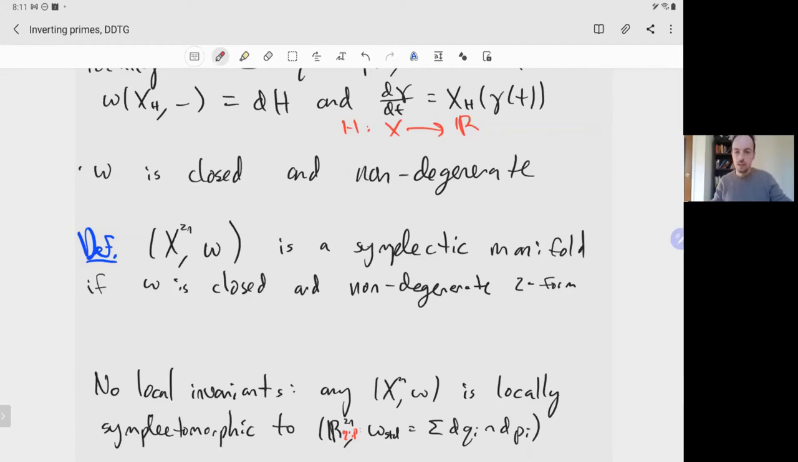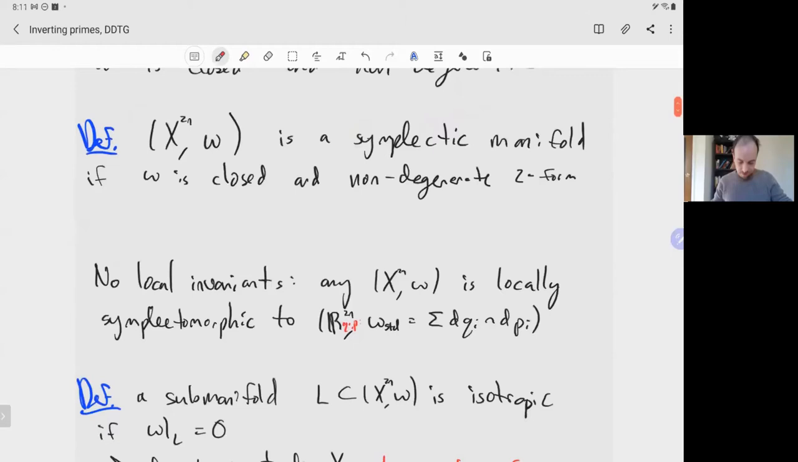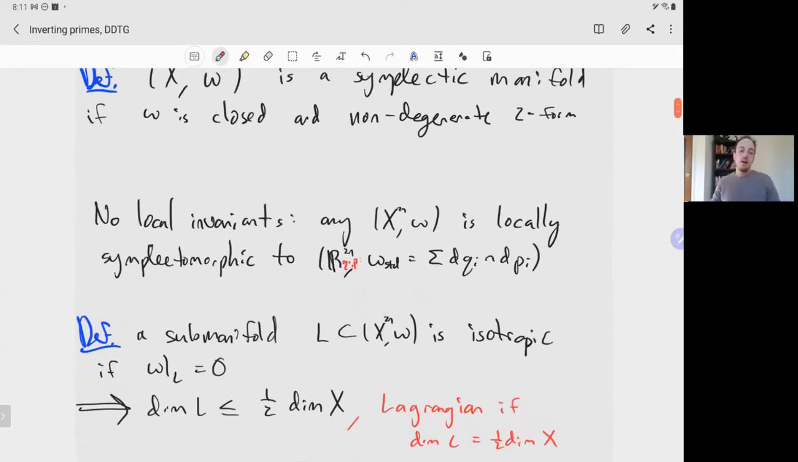Okay, so another important object in symplectic geometry are isotropic submanifolds. And we say that a submanifold L is isotropic if the symplectic form vanishes on the submanifold. And by some symplectic linear algebra, this actually implies that the dimension of L is at most half the dimension of X. I didn't say this, but X is always an even-dimensional manifold if it's symplectic. And this is also just a linear algebra statement.